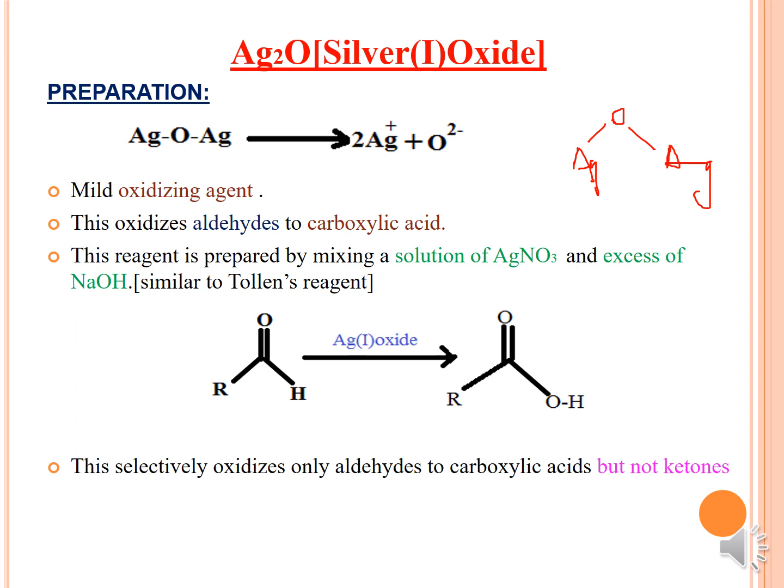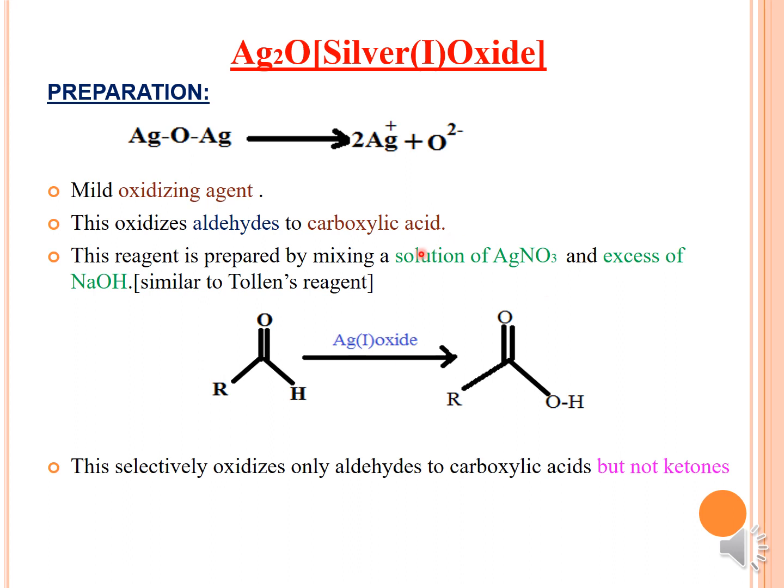Alright, so moving on to the preparation part. First we'll take the Ag2O, and if we do the dissociation reaction, at that time what we will get is 2Ag plus, the silver ion, and O2 minus. Okay, and then moving on to what it actually does: it is a mild oxidizing agent. It will oxidize the aldehydes to the carboxylic acids.